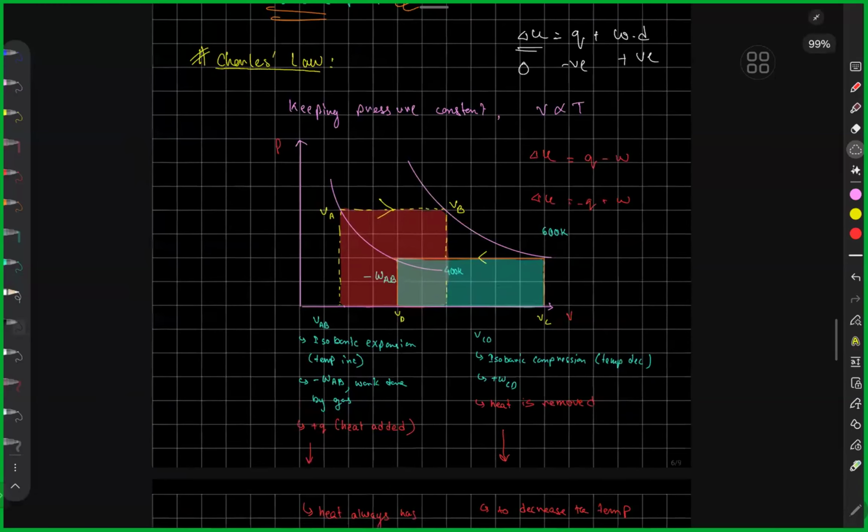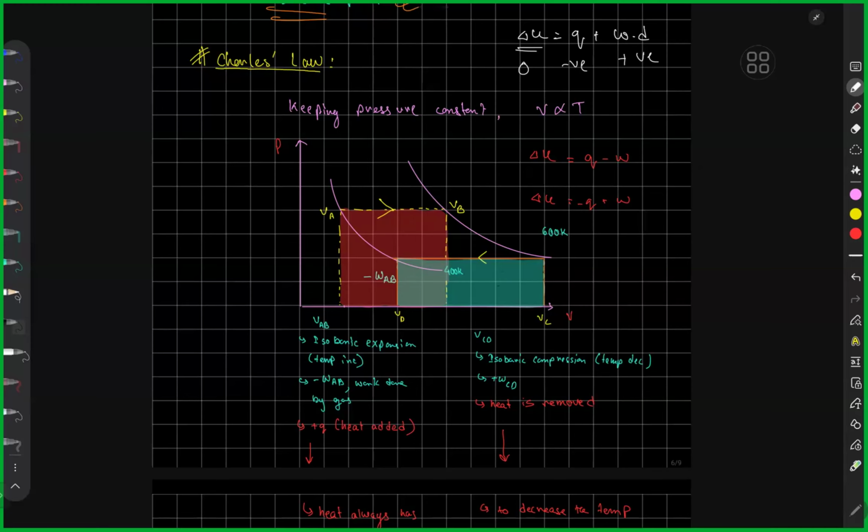Next one. Another case scenario. Charles' law. What does Charles' law say? It says keeping the pressure constant, volume is proportional to temperature. Can we prove this? Yeah, sure. PV is equals to nRT. I take P to the other side. I say V is nR by P times T. nR by P is constant because pressure is constant. So V is proportional to temperature.